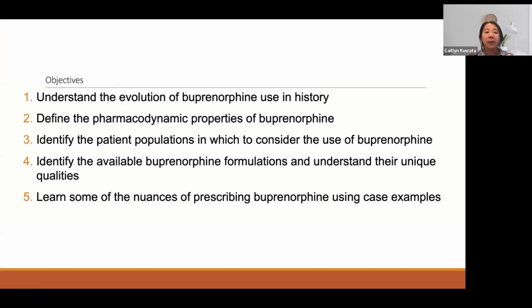My hope is this talk will be very practical and really get your feet wet on how to use this medication, as it has been around for some time, but I can understand it may be the first time you're considering using or prescribing this medication for your patients.